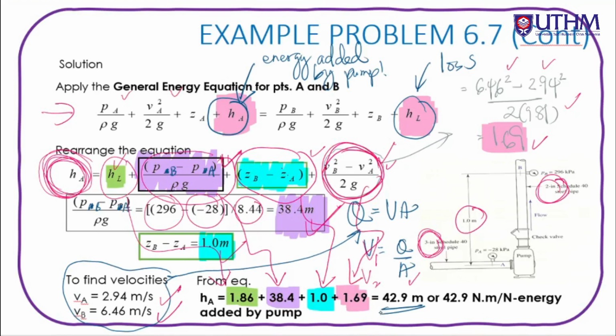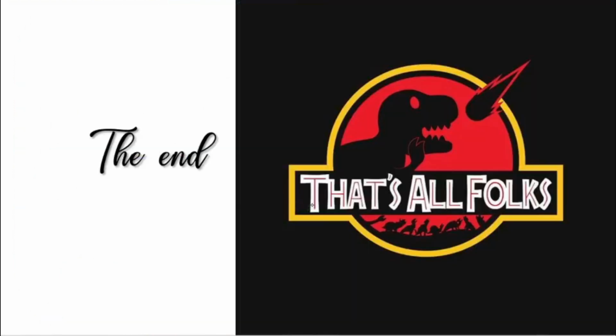So kita dah tahu the added energy by the pump is when kita add all these terms, and then kita akan dapat 42.9 meter. Okay, alright, I think that is all for chapter 6.